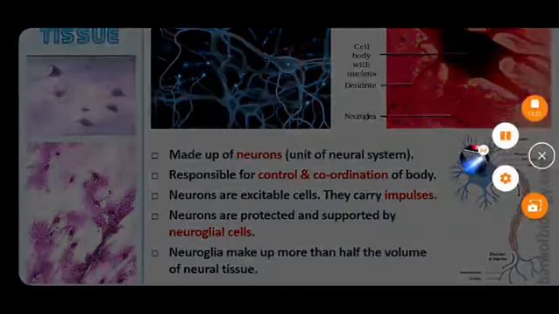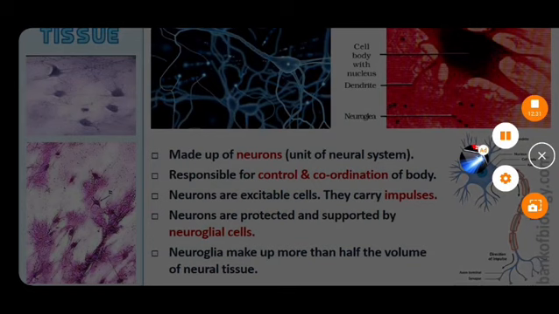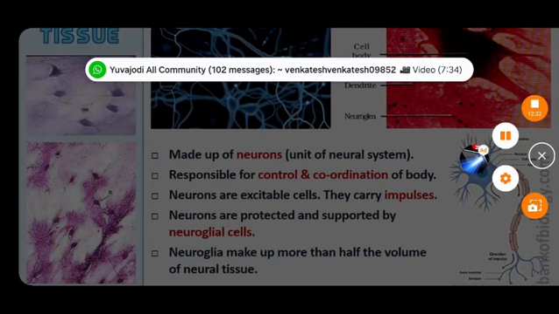This is about the various types of the tissues and their structure.